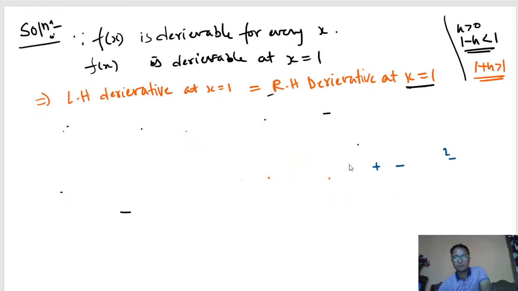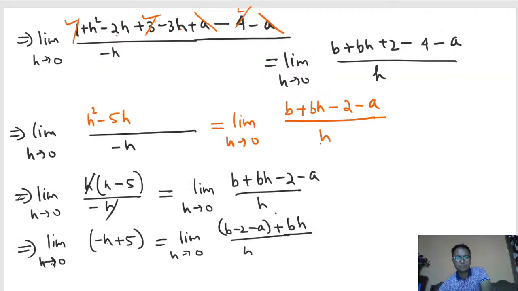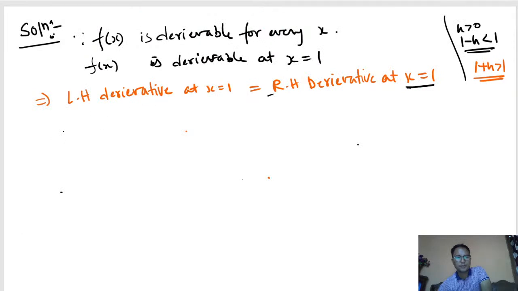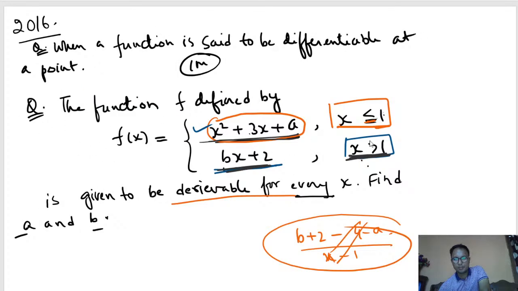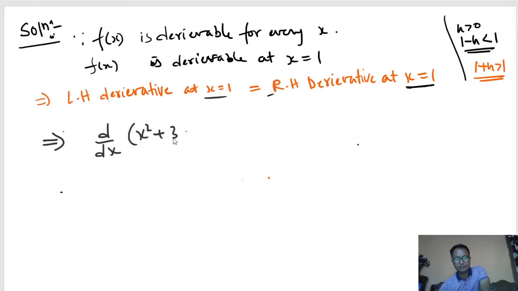It's very lengthy. Okay, so it means the left hand derivative at x equal to 1 and the right hand derivative at x equal to 1. Left hand derivative at x equal to 1, where x is less than 1. Last, the right hand derivative at x equal to 1.